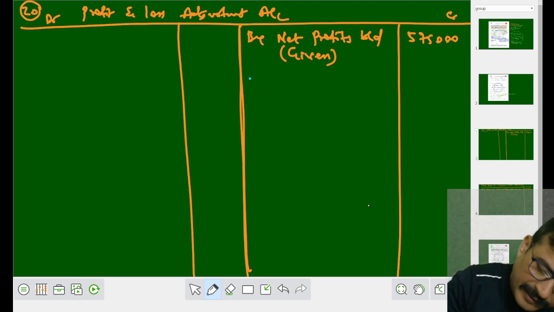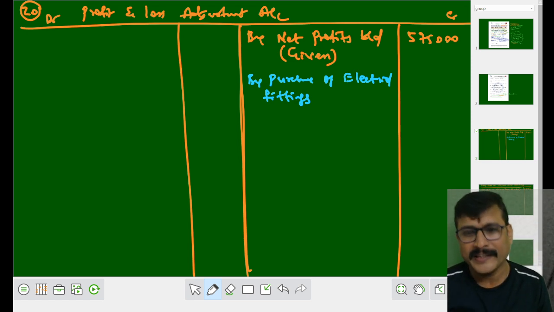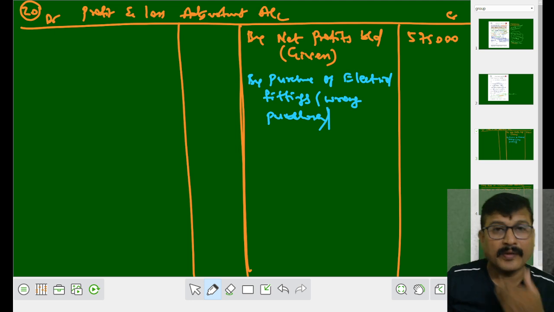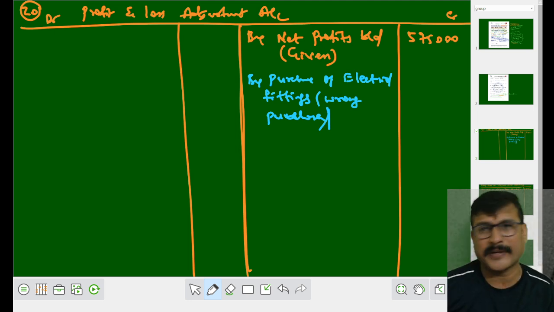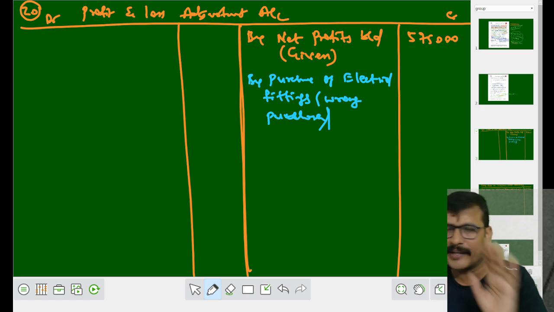What we have to write? By purchase of electrical fittings, right? It is nothing but what? Wrong purchases. What it is called? It is nothing but a wrong purchases. Instead of subtracting out of purchases, we have to take it in opposite side.